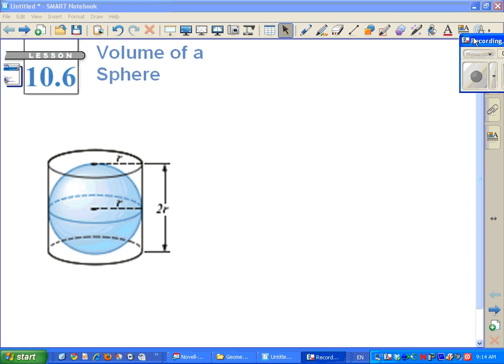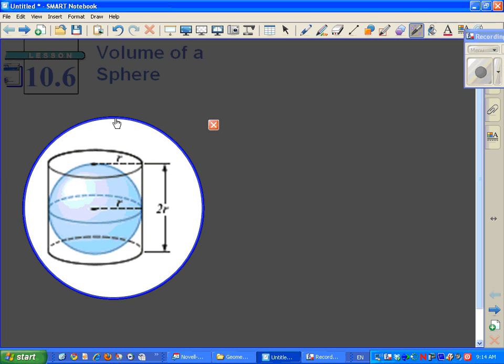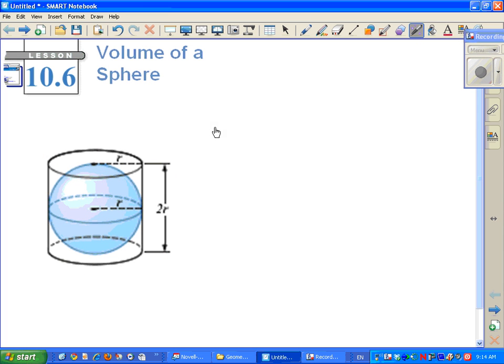This is lesson 10.6, and we're going to look at how you calculate the volume of a sphere. So if you look first of all right here, we have a cylinder with a sphere inside it. It's really important to note that the sphere has a radius, and we're calling it r, and that the cylinder has the exact same radius.